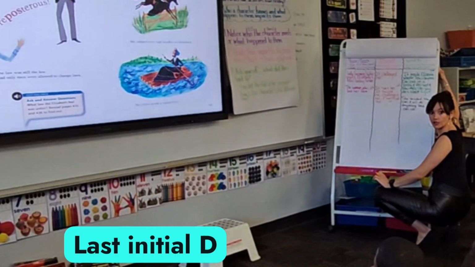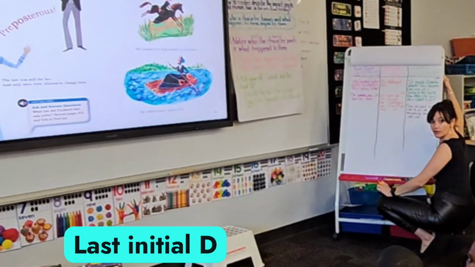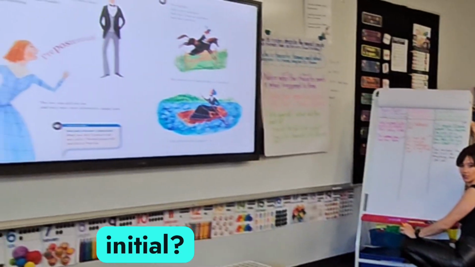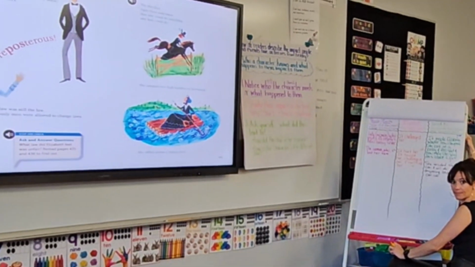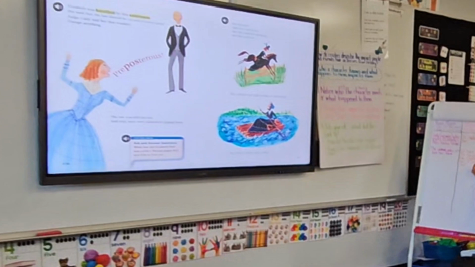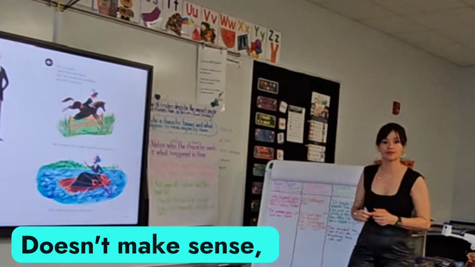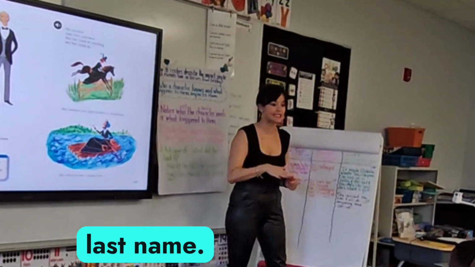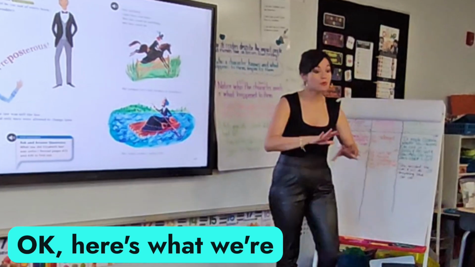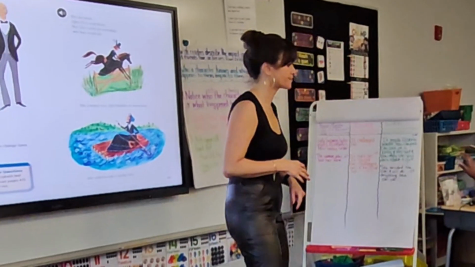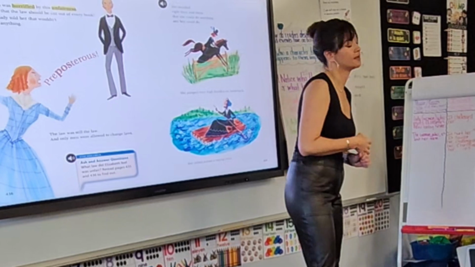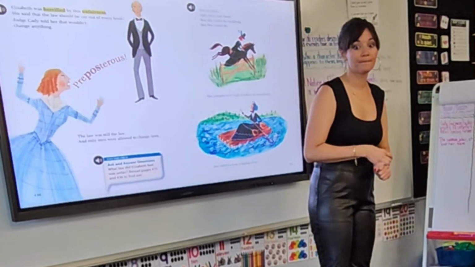Your last initial. D, what's your last initial? Me? Yeah. S. S, okay. I know sometimes the initial thing doesn't make sense, right? It's the first letter of our last name. Okay, here's what we're about to do. What? Yes, sir. Are you ready? Here we go.